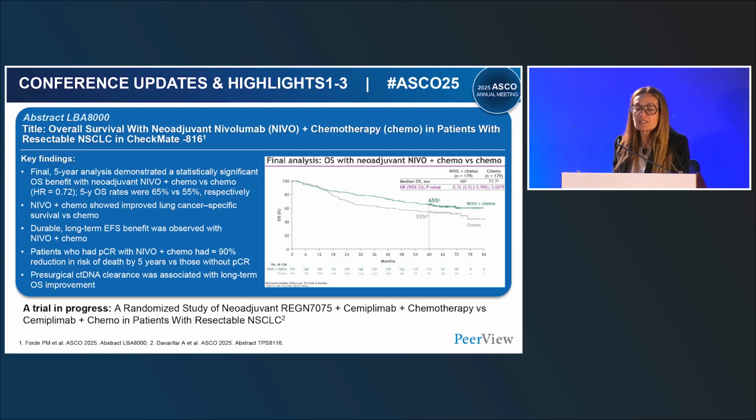And so as I anticipated, the CheckMate 816 overall survival data will be presented by Patrick Ford on June 2nd at 3 p.m. in the lung cancer session. I think we're all really wanting to see this data, so profoundly changing the standard of care. Again, telling our patients now we know that these therapies will make you live longer, and that's very important. From our press release, we have also a trial in progress from Regeneron, a randomized study of neoadjuvant cemiplimab plus novel agents and chemotherapy versus cemiplimab and chemotherapy for patients with resectable disease. We'll see how this data plays out in the near future.